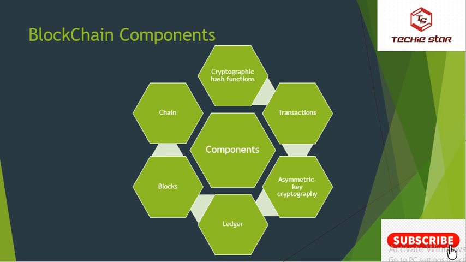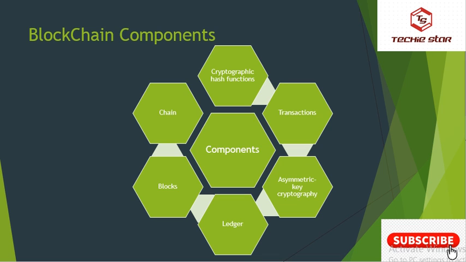Okay, so components. Blockchain basically uses a cryptographic hash function. Hashes are the addresses of the blocks. We will discuss the hash functions in detail in the next video. Transaction, as we discussed, is the receiving or sending of data. Blockchain uses asymmetric key cryptography. We call it public key cryptography, in which we generate one private key and the other one is a public key to send the transactions.